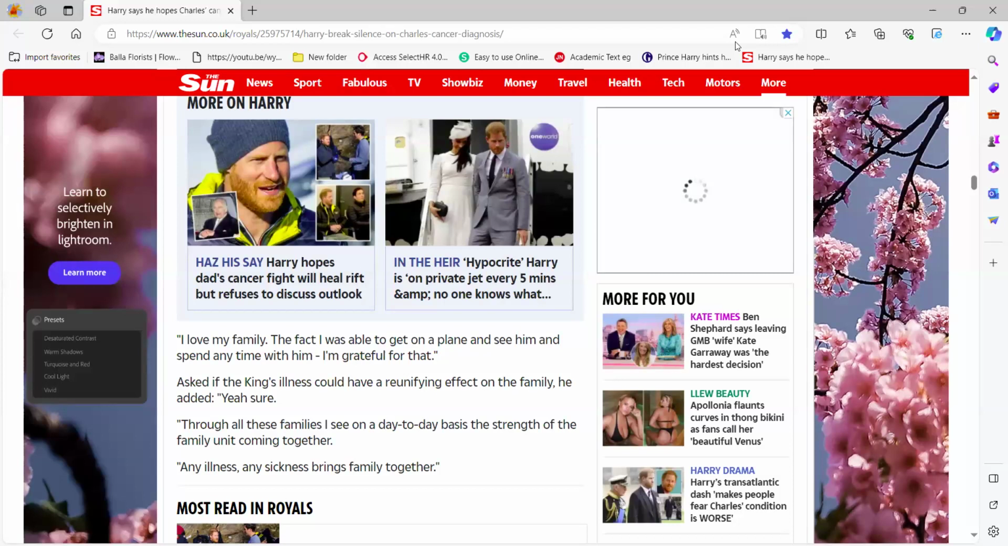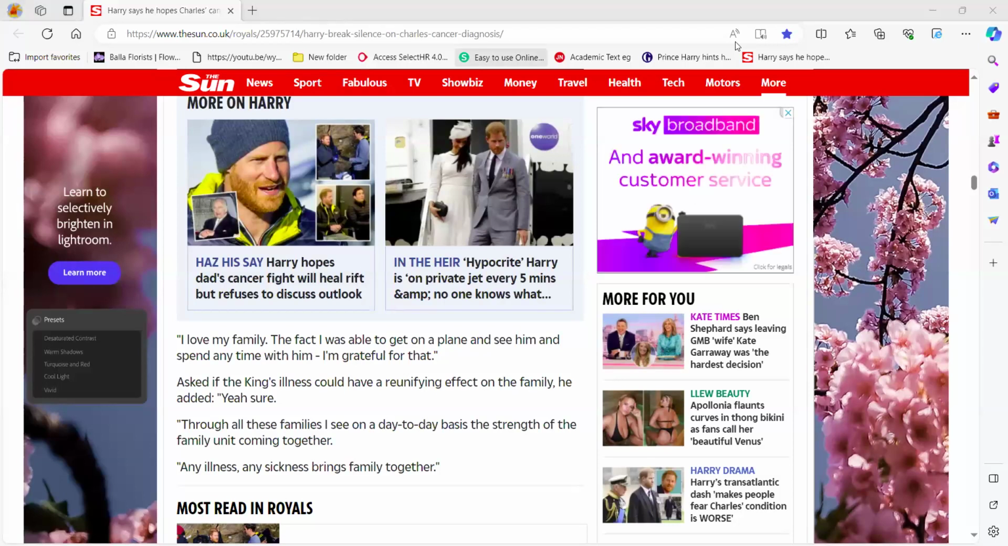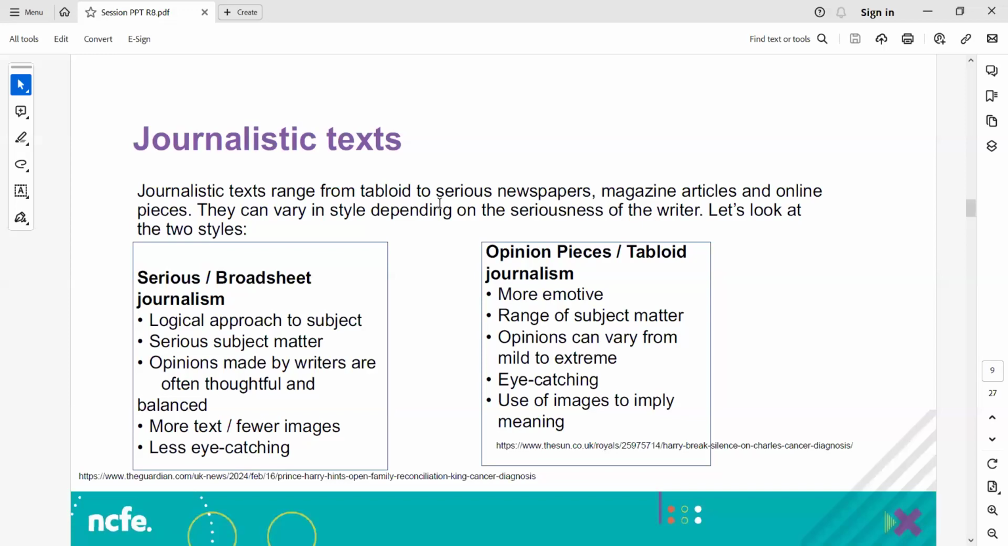Okay. So that's something you can go away and consolidate by looking yourself. You don't need to buy the newspaper, but just look at the same story in two different types of newspaper or their websites. Look at the language used, the use of photographs and images, how it's different, the vocabulary. It will give you that contrast between the two.